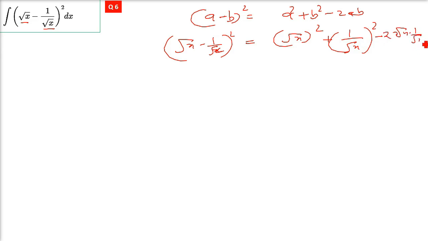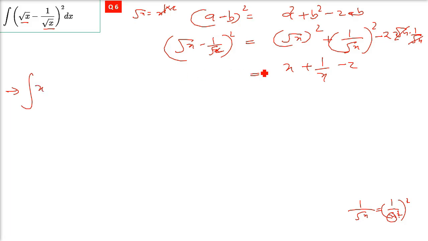So under root x square is what? When you square it, x. Under root x is x to the power half; when you square it, it will be multiplied, 2 into half is the same thing. Then 1 by under root x is 1 by x to the power half; when you square it, again half into 2, so it will be simply 1 by x. And this under root x and 1 by under root x will get cancelled. So x plus 1 by x minus 2.